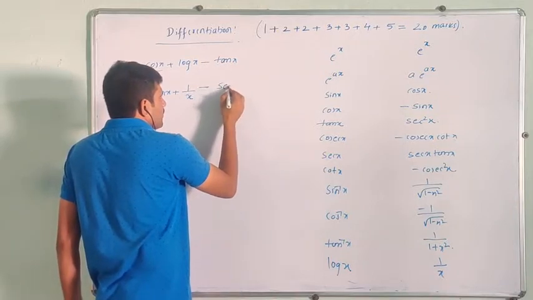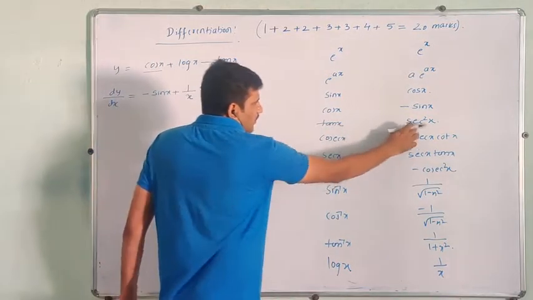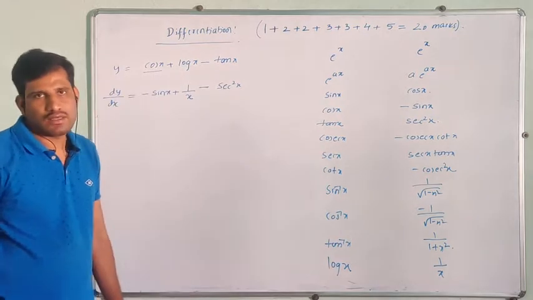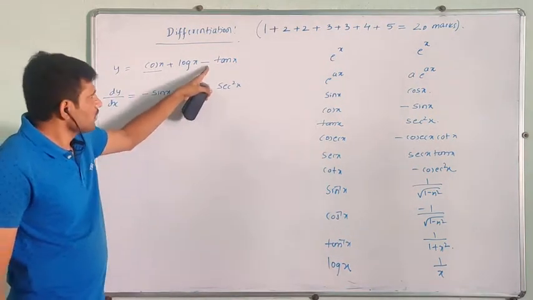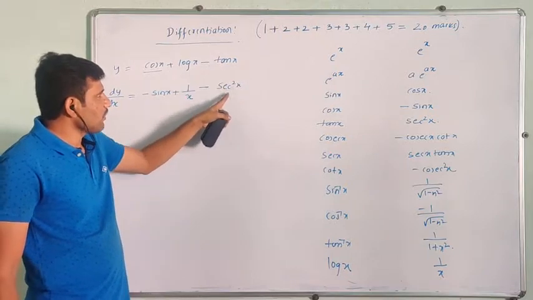What is the derivative of tan x? The derivative of tan x is sec square x. Right? So the derivative of cos x is minus sin x, the derivative of log x is 1 by x, minus, as it is, the derivative of tan x, which is sec square x.